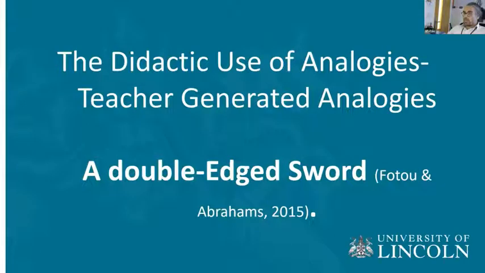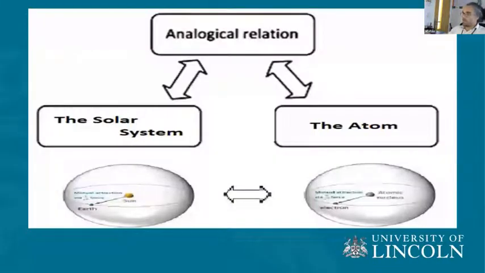The didactic use of analogies, and I'm talking about those generated or chosen by teachers with the aim of facilitating the understanding of the new concept, has been described in the literature as a double-edged sword, in that if not used with caution, it can lead to undesired outcomes, contrary perhaps to the intended ones, contrary to the function of analogies in facilitating that understanding. And we shall look at some examples of why that may actually happen.